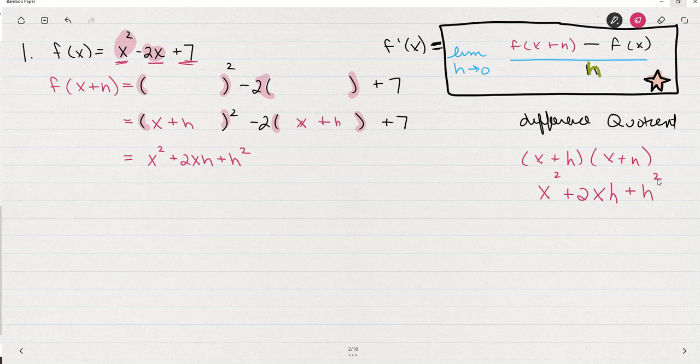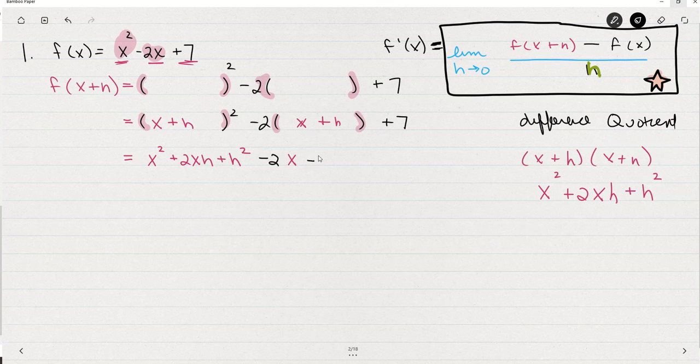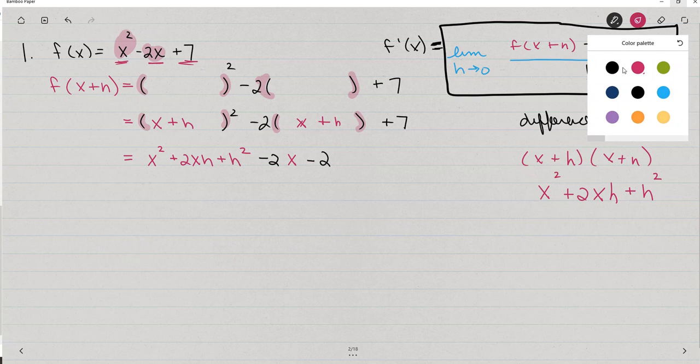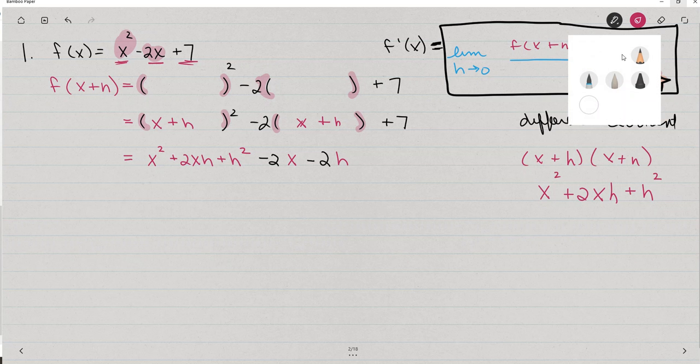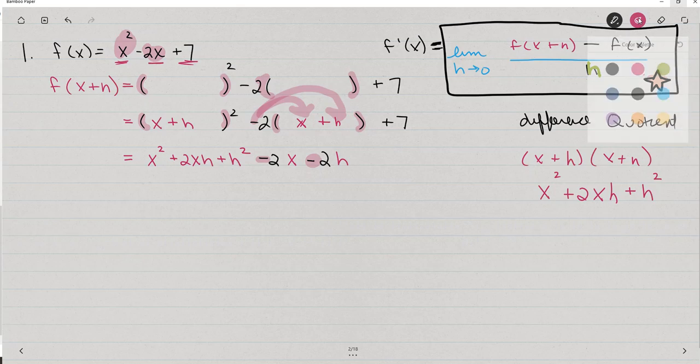Now I need to distribute a -2 to the x. So we have -2x. And watch what happens next. -2 times h. This is a common error here, to sometimes lose this negative. So maybe look closely at this negative. The negative in front of the 2 is distributing to the x and the h. So it's -2 times x, -2 times h. And then the last piece we have here is plus 7.